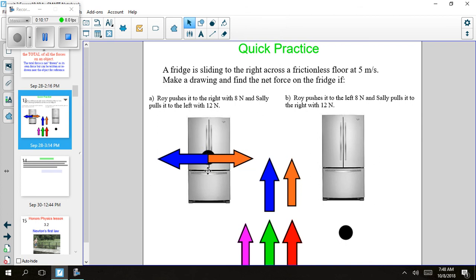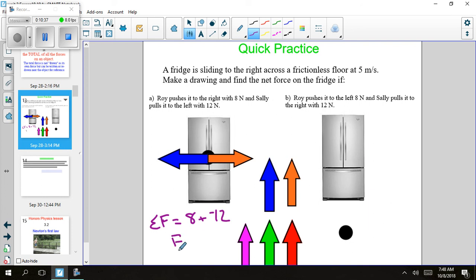Could you include normal force and the force of gravity? Yes, but this refrigerator is not going up and down. So I'm not going to include it, for the sake of not doing more than we really need to. So then the sum of our forces is going to equal Roy plus Sally. So 8 plus her negative 12. So the net force equals negative 4 newtons.